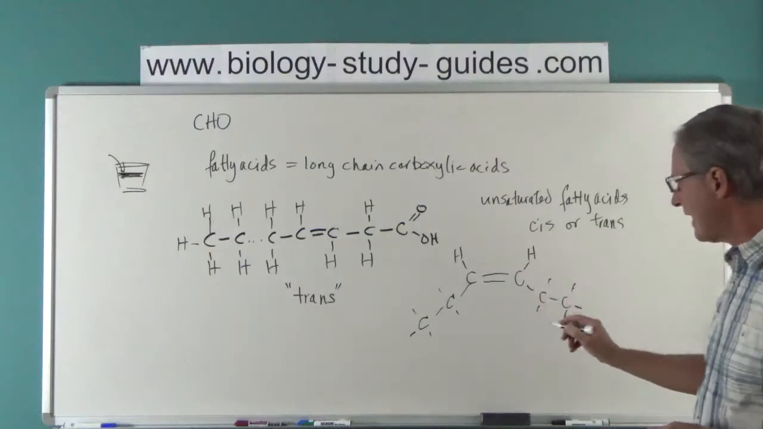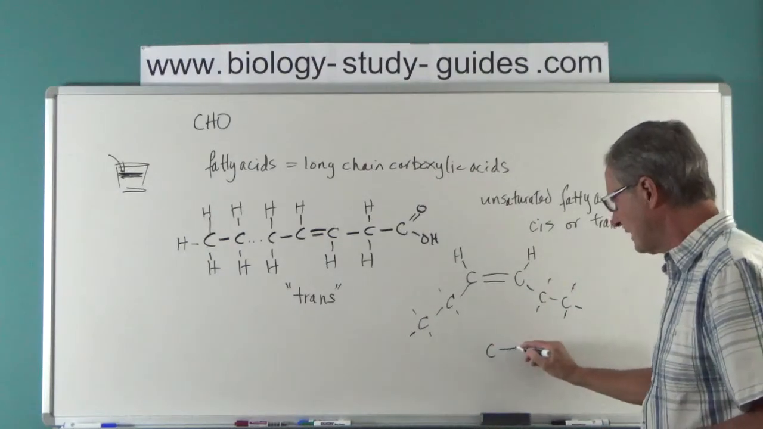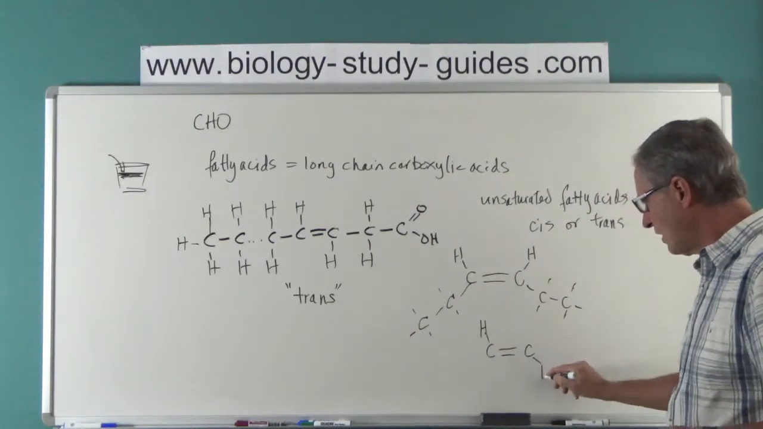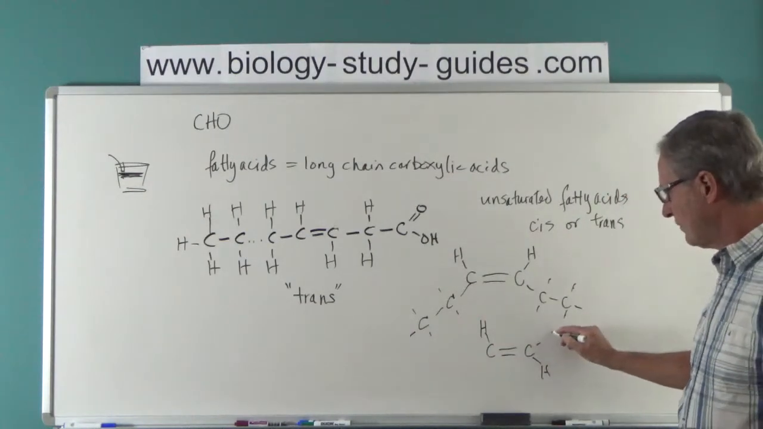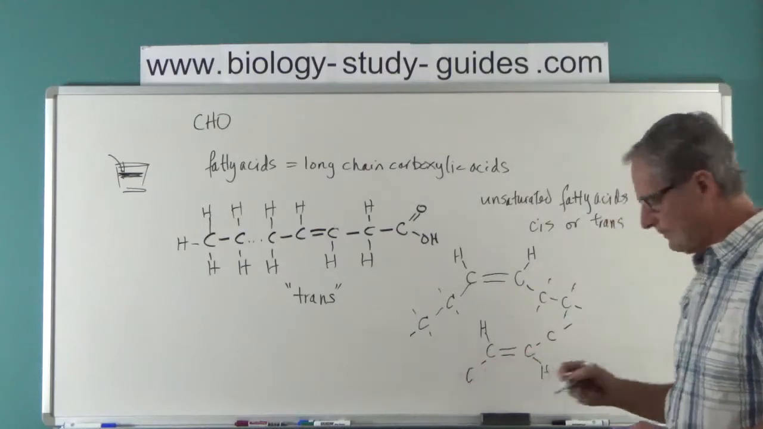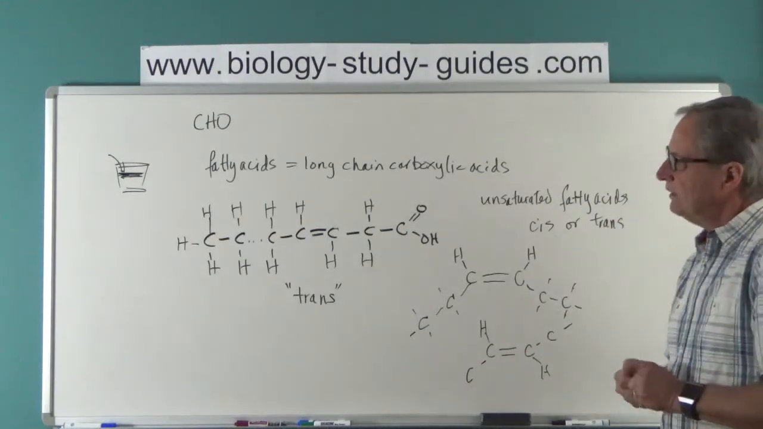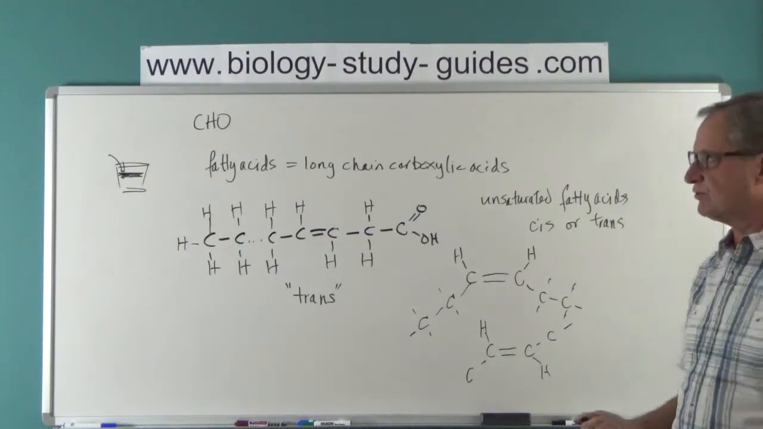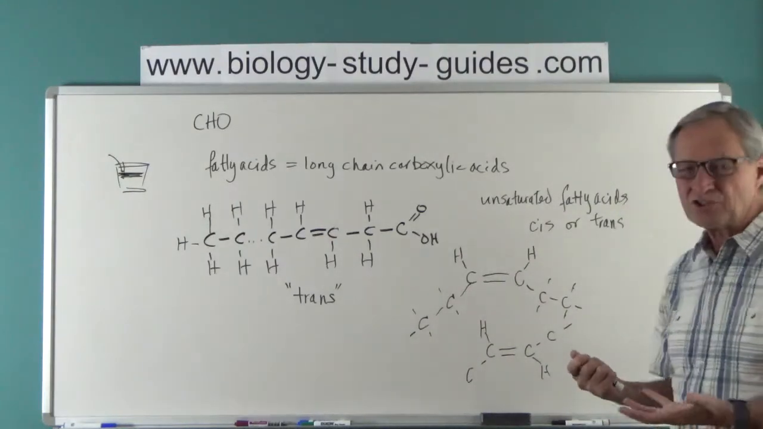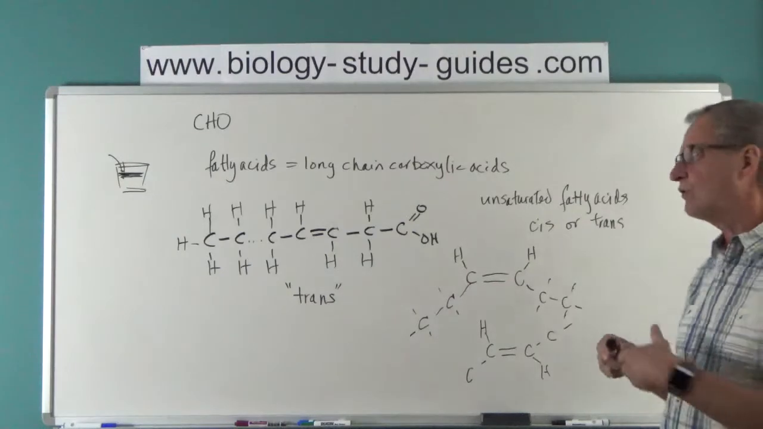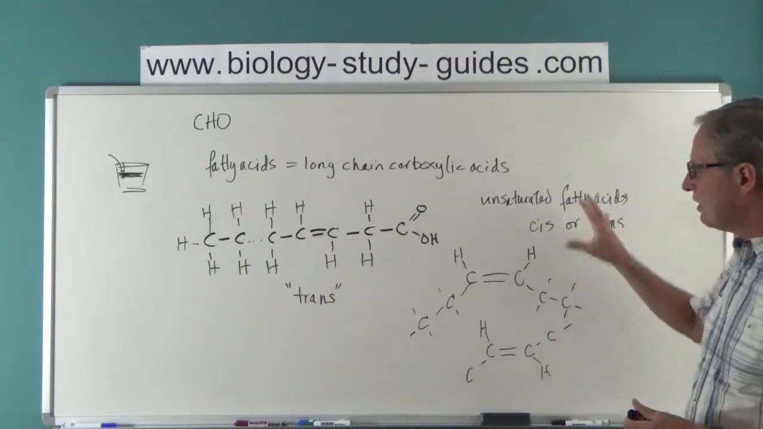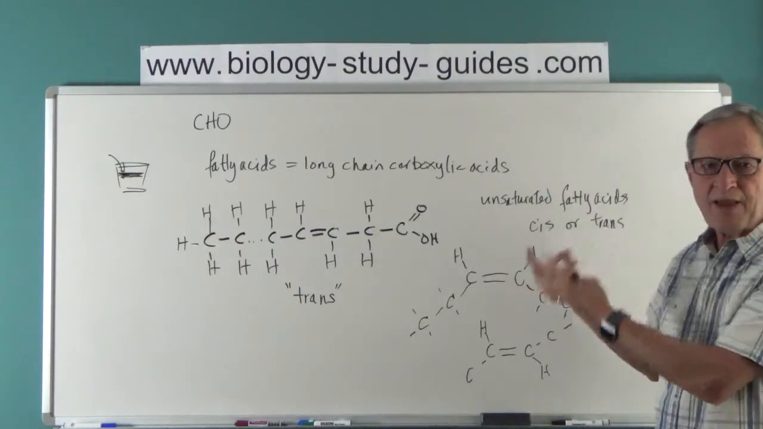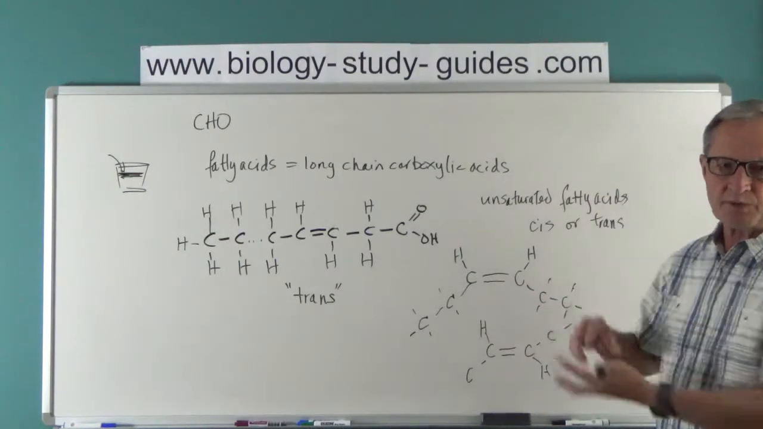Whereas you can see with the trans configuration, if I just draw it again here, the hydrogens are opposite to each other, and the rest of the carbon chain is like that. And you've probably heard of trans fatty acids, trans fats. They're not so good for you. Right? So these possibilities are all isomers of each other. Isomers are molecules that have the same atoms, they're just different arrangements of them.